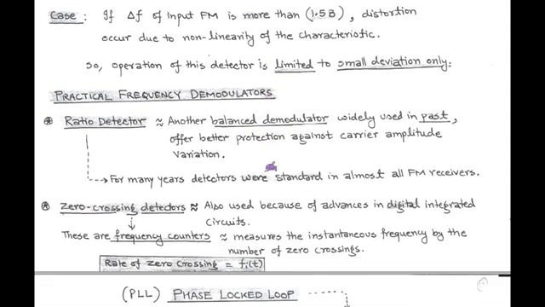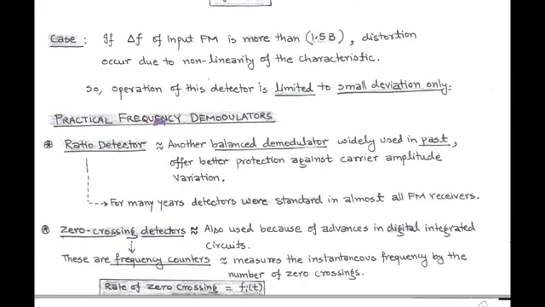Next, we discuss some more frequency discriminators. Practically, there are many frequency discriminators. First is the ratio detector. This is another type of balanced discriminator, and it was widely used in the past as it provides better protection against carrier amplitude variations. For many years, these ratio detectors were used in almost all FM receivers as a standard. Second is the zero crossing detector. These are based on digital integrated technology and are basically frequency counters that measure the instantaneous frequency by counting the number of zero crossings. Or we can say that instantaneous frequency is measured by the rate of zero crossings.